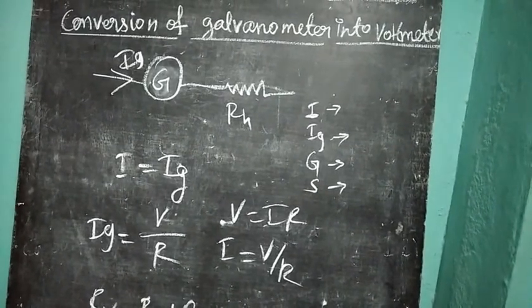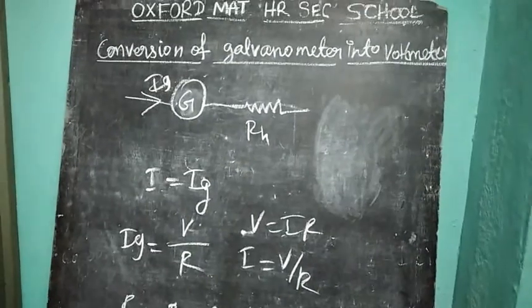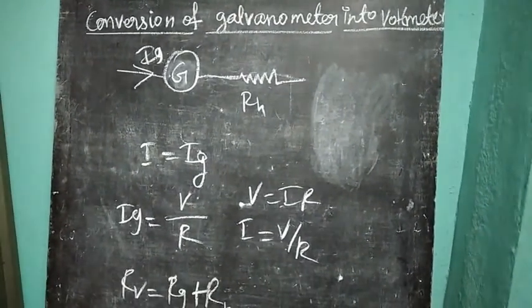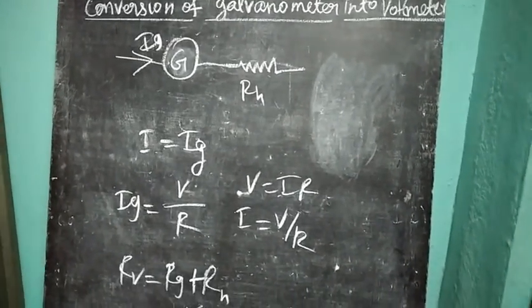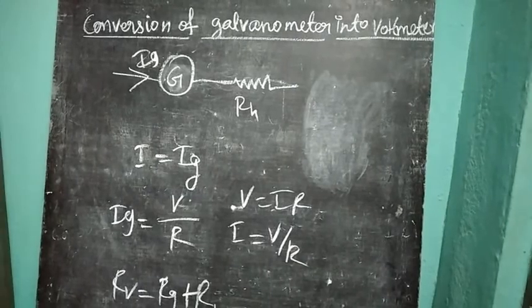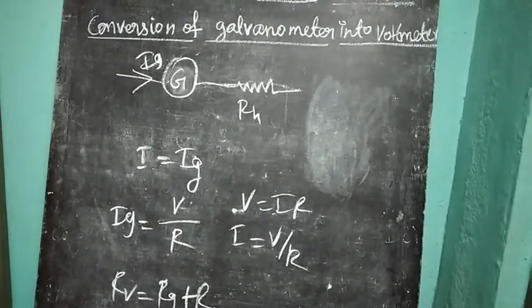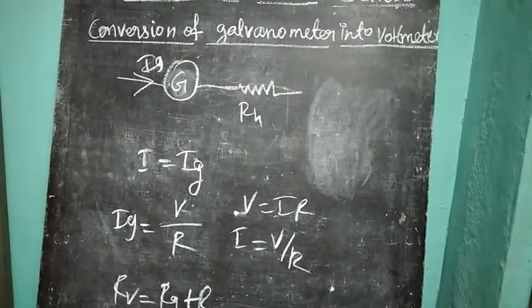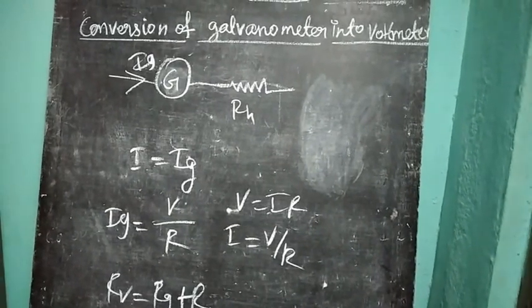Ig stands for the current flowing through the galvanometer, G is the galvanometer, and Rh is the high resistance. In the series connection, the galvanometer and high resistance are in series, so the current flowing through the circuit is the same. The current flowing through the circuit is equal to the current flowing through the galvanometer. So I equals Ig.